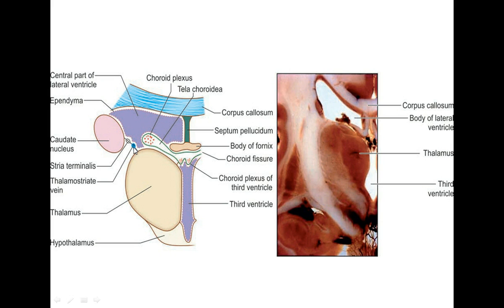There is a space between the fornix and the upper surface of the thalamus. So this space is the choroid fissure, which is C-shaped. The inferior part of the choroid fissure is bounded by the tail of the caudate nucleus and by the fimbria.